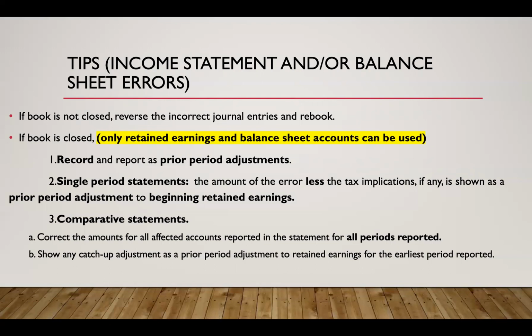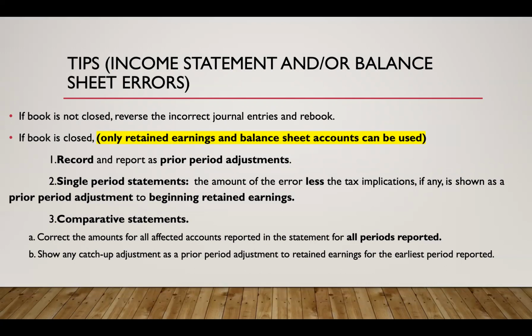What do I mean by book is not closed? It means you made mistakes in the current period, but the financial statements have not been created. Alternatively, you can make one adjusting entry just to reverse the difference between the wrong and the correct journal entries.